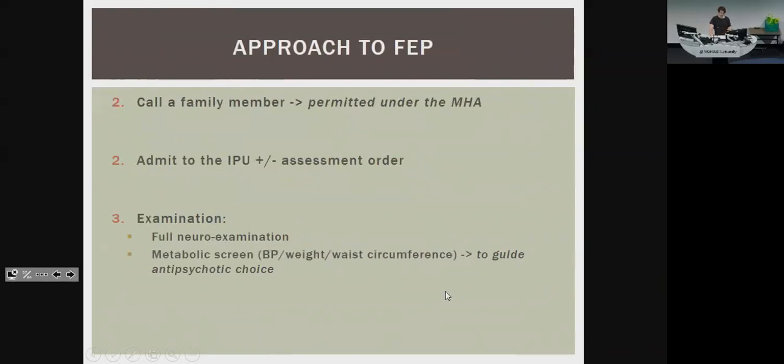Every psychotic patient needs a full neuro exam and also a metabolic screen. And that's to help determine whether or not you're going to give them olanzapine. If they've got diabetes, central obesity, you're not going to give them olanzapine. You're probably more likely going to give them a first generation antipsychotic, yeah?